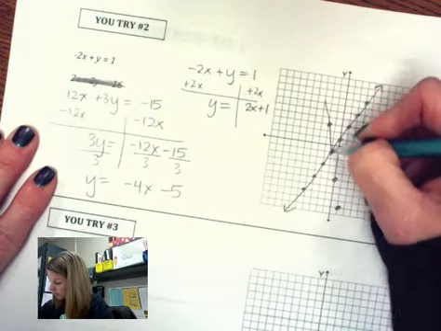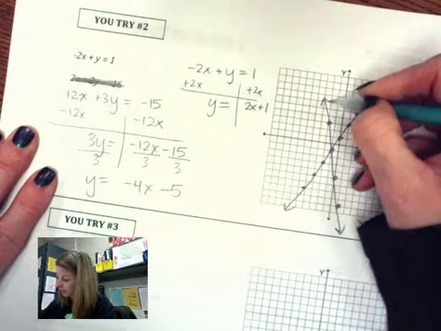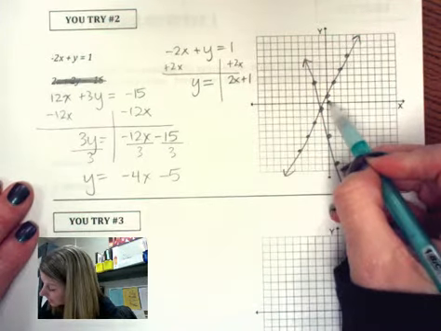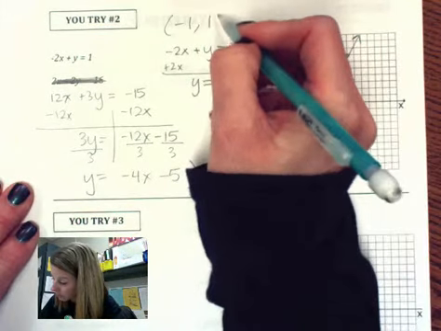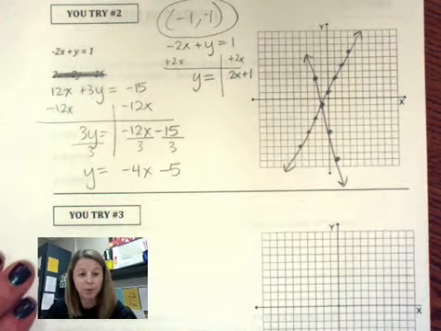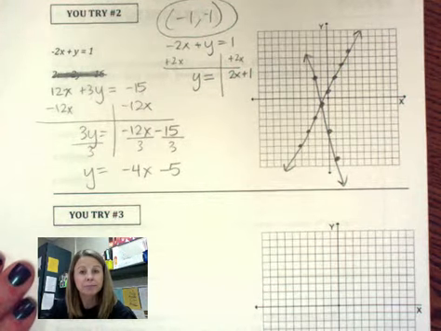Okay, so make sure you do go ahead and make your lines, and then I'm going to come back and write down the ordered pair that this is. So it's negative 1, negative 1. So negative 1, negative 1 is my solution. Okay, let's do the same thing. Pause the video here, and I would like you to work the third one out and then come back and check.